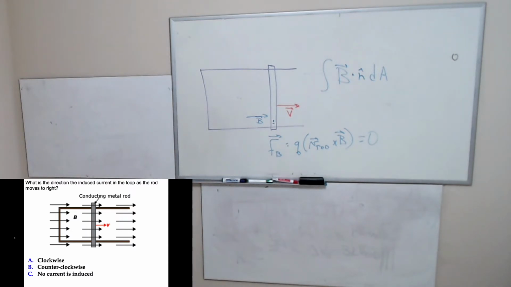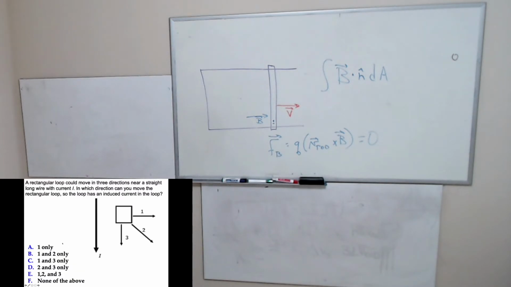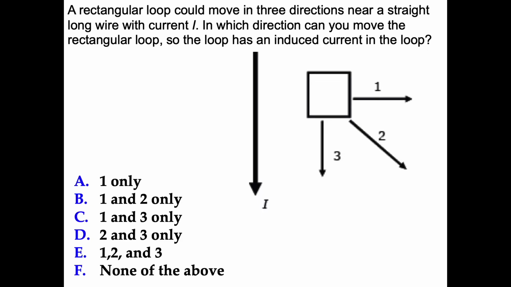Next question is the following. Let me blow that up. So you have a wire carrying current I downward, and you have a rectangular loop to the right of it. Which of the three ways, or all of the ways, can you move the rectangle so that there's an induced current in the loop? So it can be one of the ways, or it can be all three ways.